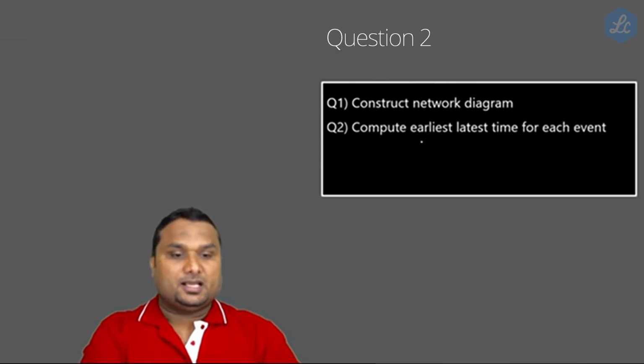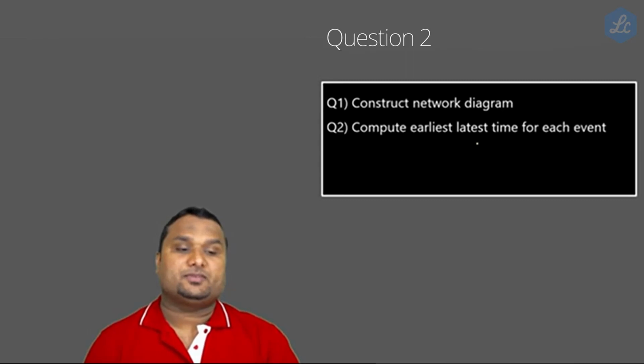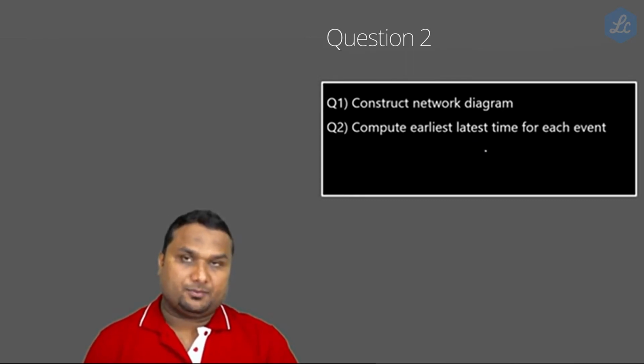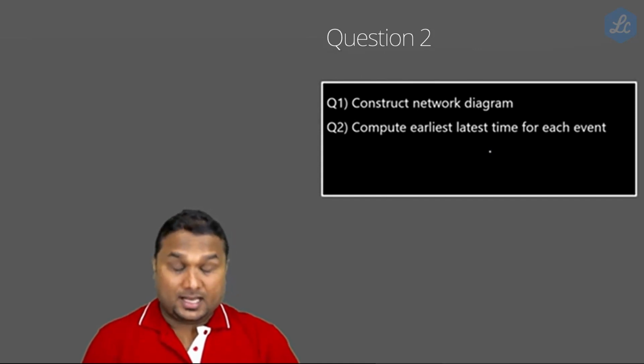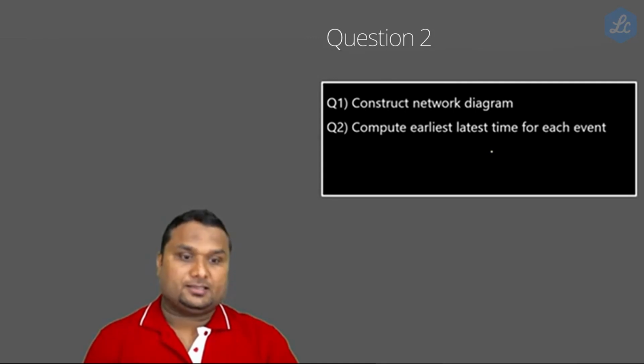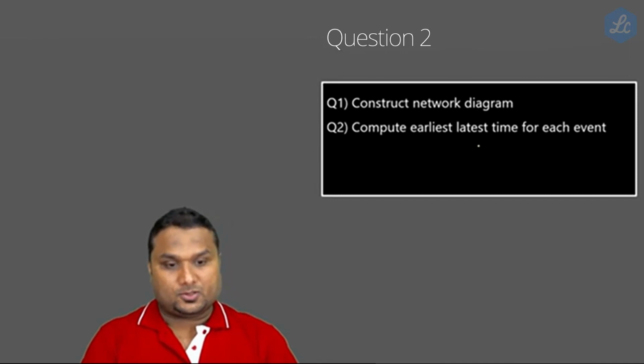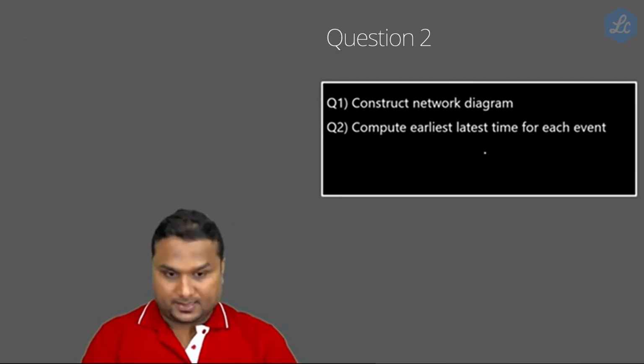Second question, compute the earliest and latest time for each event. This is called the earliest event time and the latest event time. That is E1, E2, E3, E4 up to E10, and L1, L2, L3 up to L10.